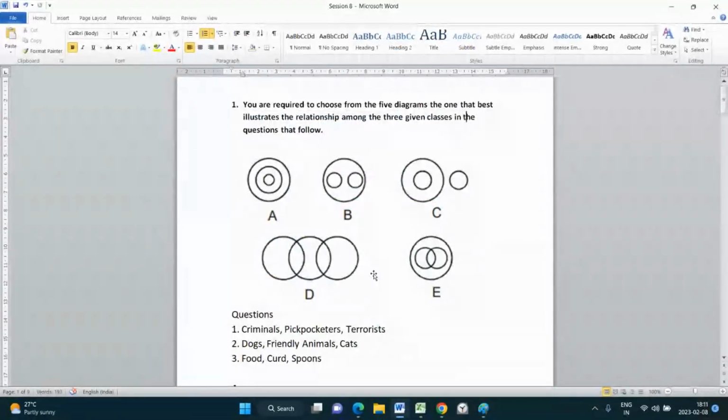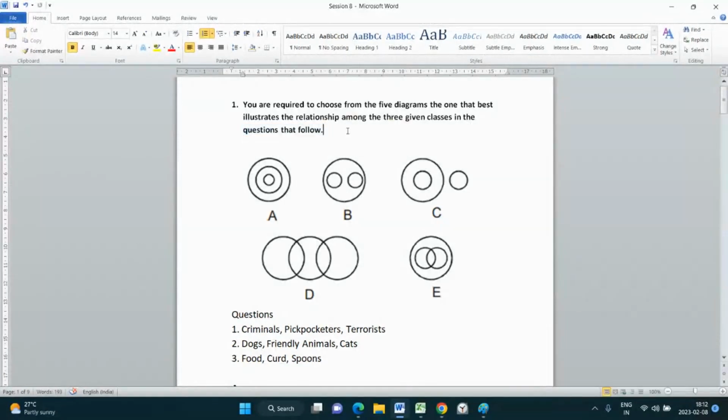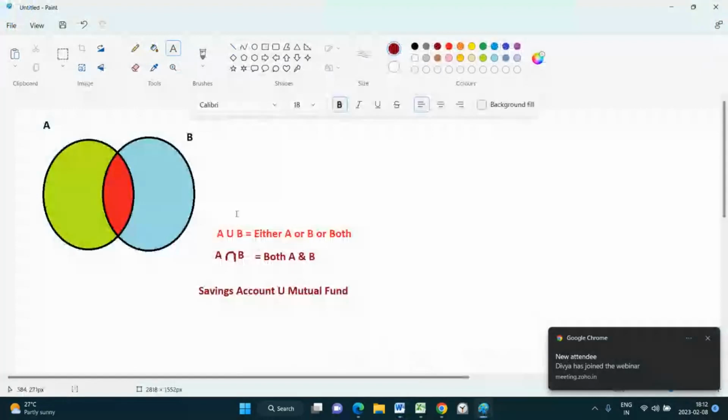See, there are some diagrams here. You are required to choose from the five diagrams the one that best illustrates the relationship among the three given classes in the questions that follow. So the question is criminals, pickpocketers, terrorists. I will go back here.